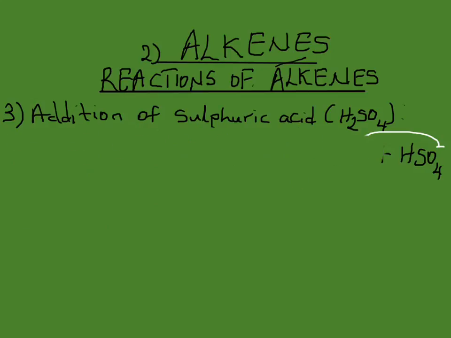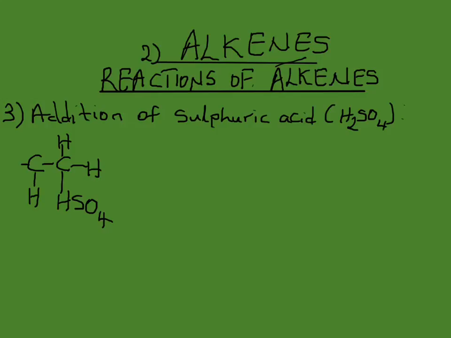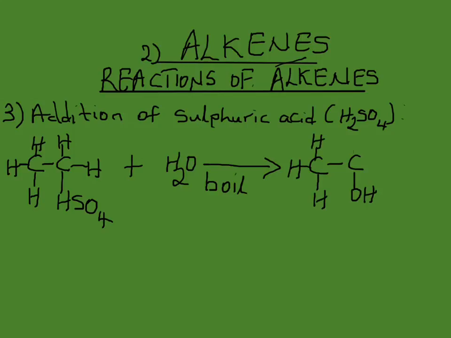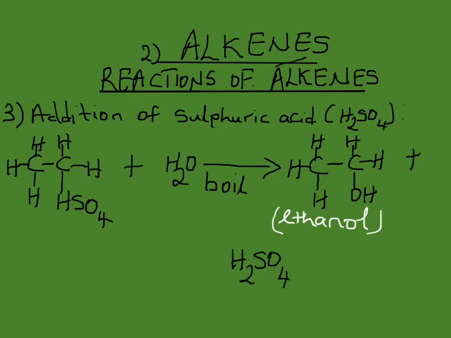Now, if this ethyl hydrogen sulfate is boiled with water, alcohol is formed. See now from the reaction there, the ethyl hydrogen sulfate reacting with water and being boiled is going to give us ethanol plus sulfuric acid.